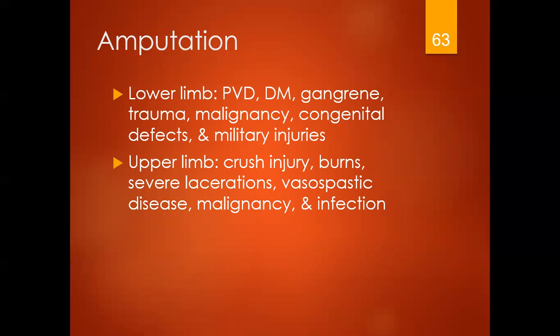Amputation. So most of the time we're talking about a lower limb amputation, something like peripheral vascular disease, diabetes mellitus, gangrene. We've had a trauma, we have cancer, or there's a congenital defect or military injury that requires an amputation. Upper limbs are usually amputations needed because of a crush injury, a severe burn, a severe laceration, maybe a vasospastic disease that's resulting in prolonged or continual ischemia to tissues, cancer, or infection.